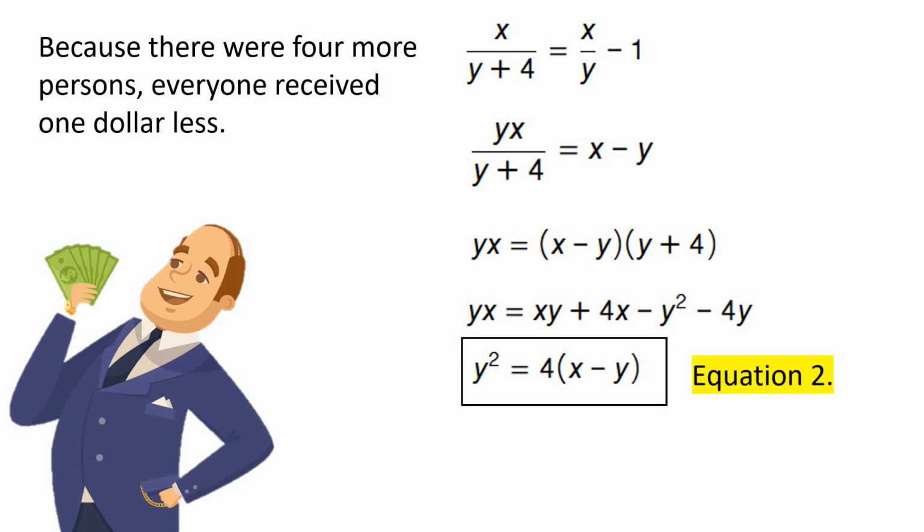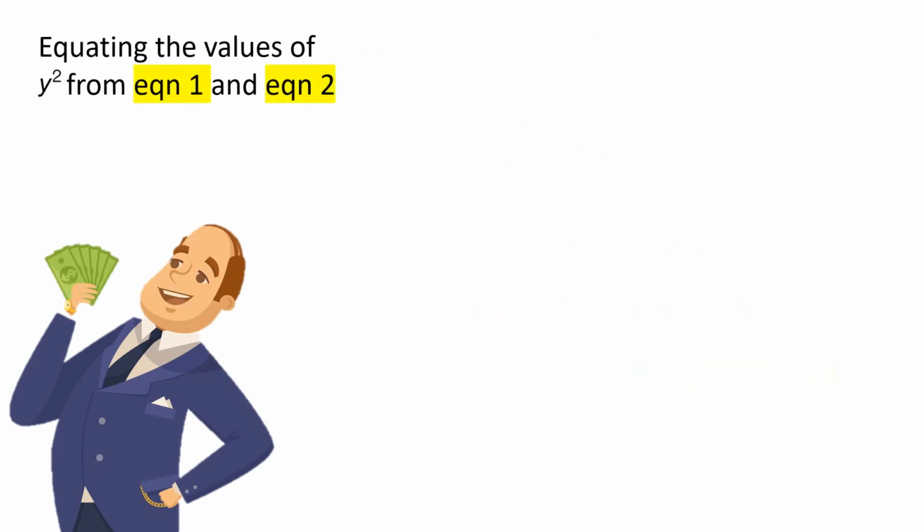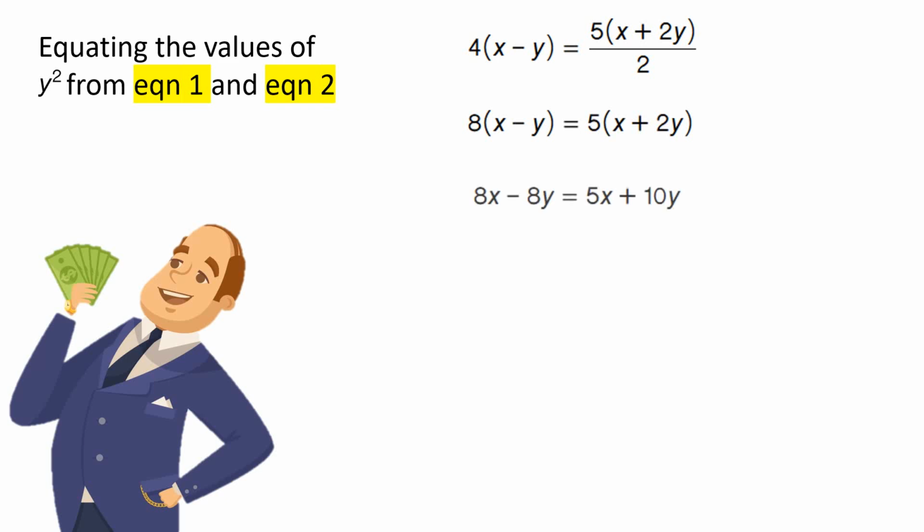So now we found two equations with Y square on the LHS. So now we can equate those two equations. Equating the values of Y square from equation 1 and 2, we get this equation: 4 bracket X minus Y is equal to 5 bracket X plus 2Y divided by 2. So on solving this, we get X by Y as 6. Now we know the value of X by Y. We'll just put it in either equation 1 or equation 2, and then we'll get the answer.